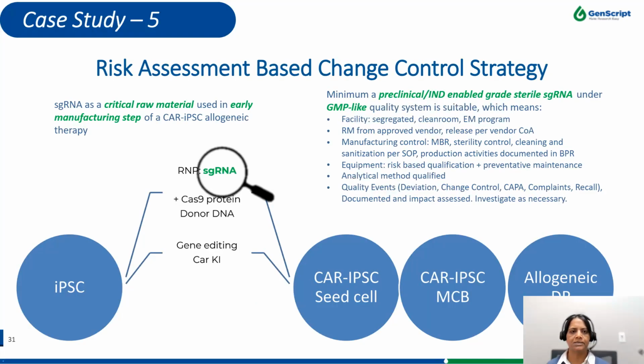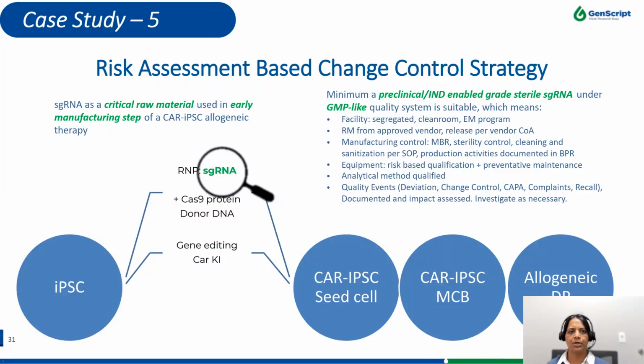And this is a case study where we adopt a cost-effective control strategy during the early phase for an iPSC-based manufacturing process for CAR iPSC allogeneic therapy. Since iPSC manufacturing is a long process, from cell banking to drug production, single-guide RNA used alongside the protein and donor DNA is considered a critical raw material.